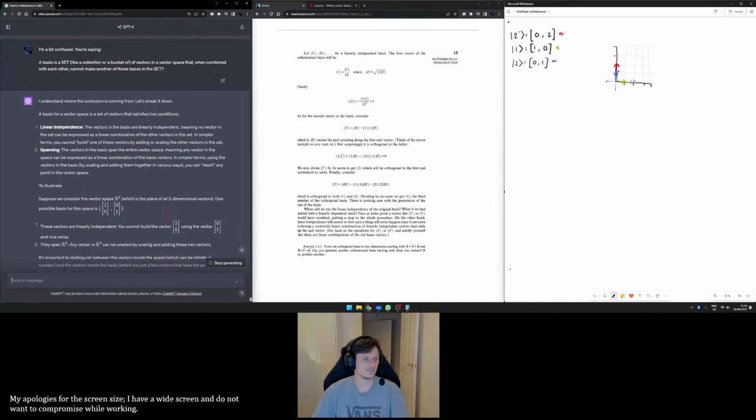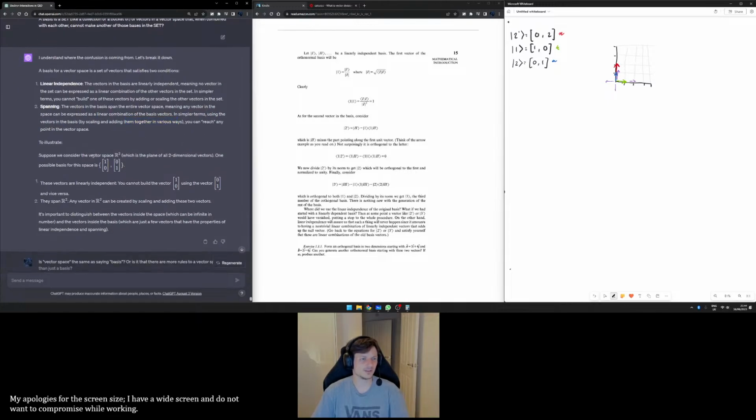So let's read this still. Spanning. The vectors in the basis span the entire vector space, meaning any vector in the space can be expressed as a linear combination of the basis vectors. Let me read that again. In simpler terms, using the vectors in the basis, by scaling and adding them together in various ways, you can reach any point in the vector space.